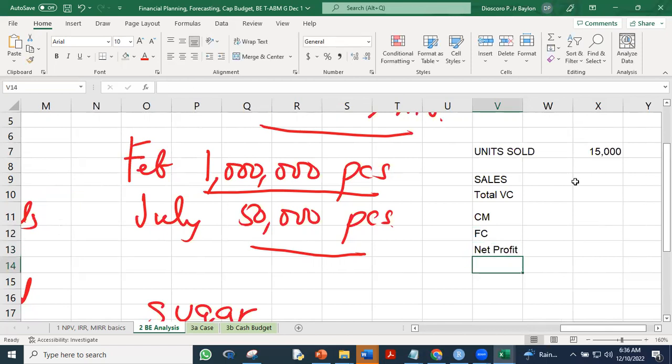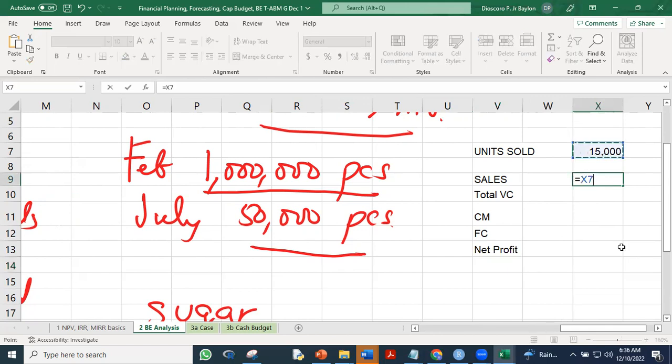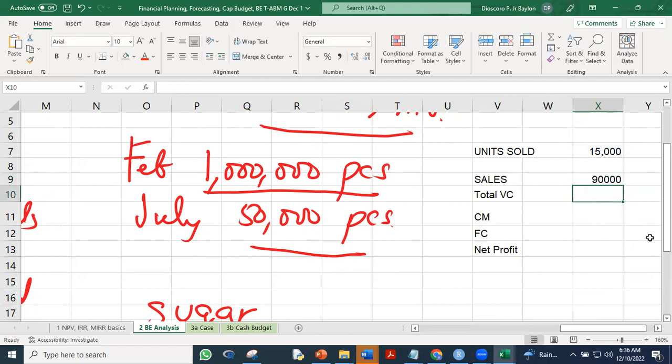Okay, let's compute. So our sales will be equal to the number of units sold multiplied by the SPU, the selling price per unit. How much are we selling the unit for? It's at 6. Therefore we get 90,000. That's our sales. And then our total variable cost will be equal to, again, the number of units sold multiplied by our VCU, variable cost per unit. So it's 60,000.